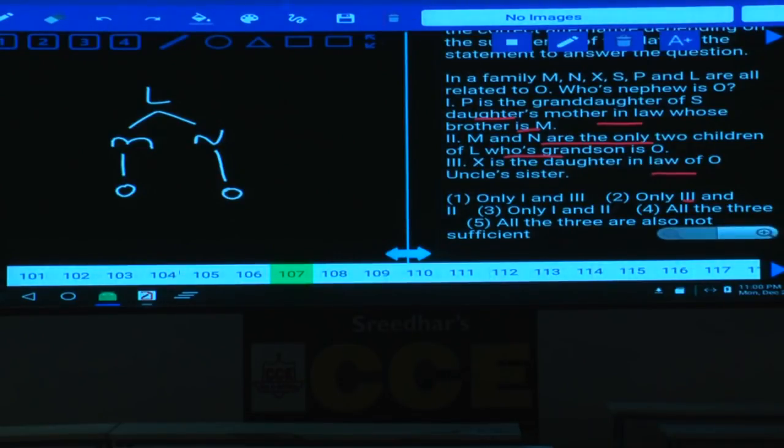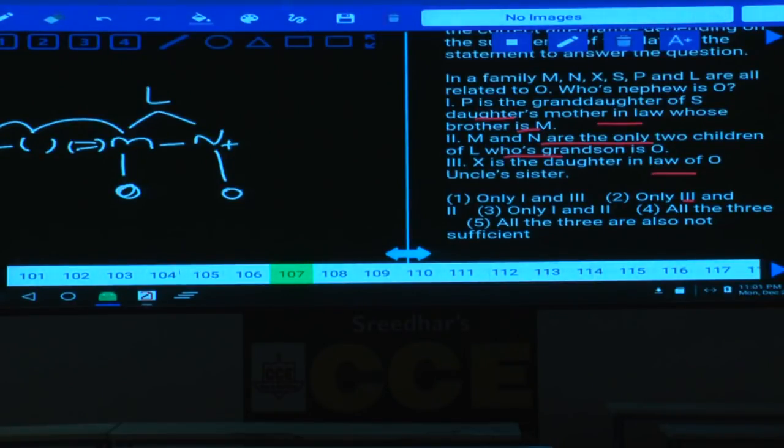And X is the daughter-in-law of O's uncle's sister. O is having an uncle. Now let us take O at this place. Tell me who is the uncle of O? Could be N or N's spouse's brother, maybe M's brother or M's spouse's brother. Here also we are having more than one possibility, isn't it? Hence combining these 2 also we cannot find out.